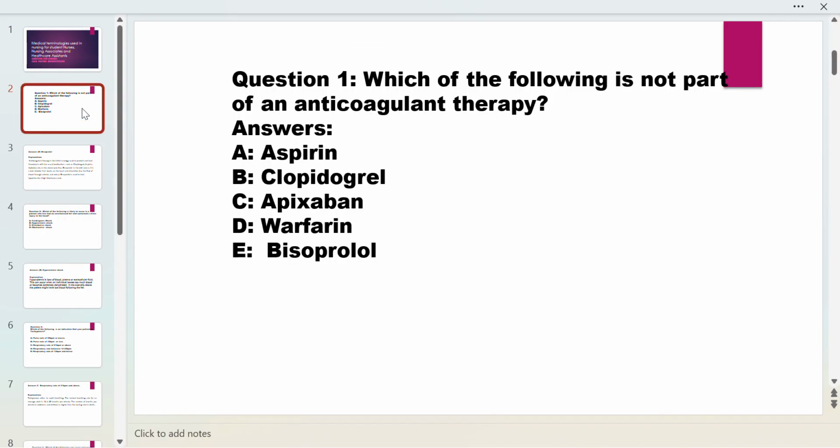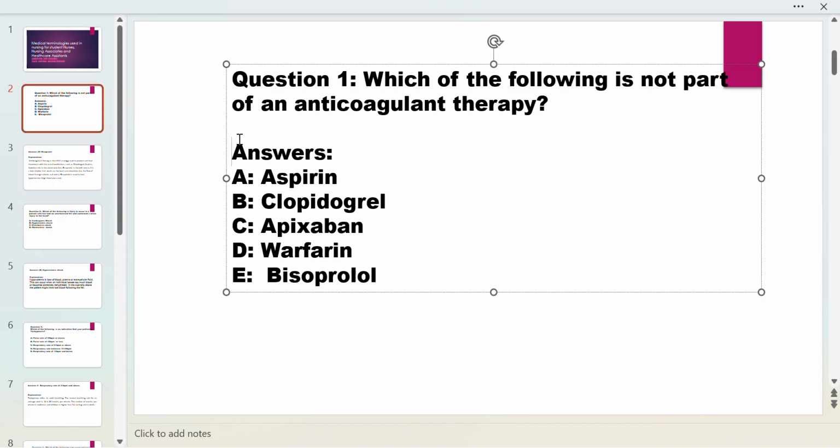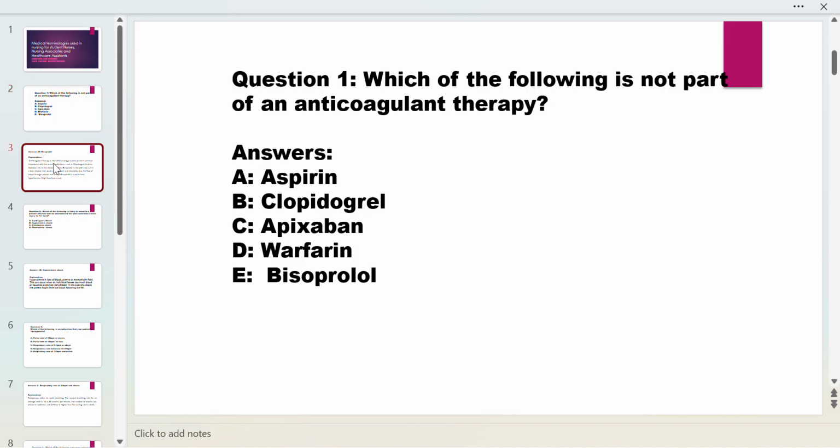So the first question on our list is saying, which of the following is not part of an anticoagulant therapy? And we've got aspirin, clopidogrel, apixaban, warfarin, and bisoprolol. We will give it a minute so we think about our answer. Should we review our answer?